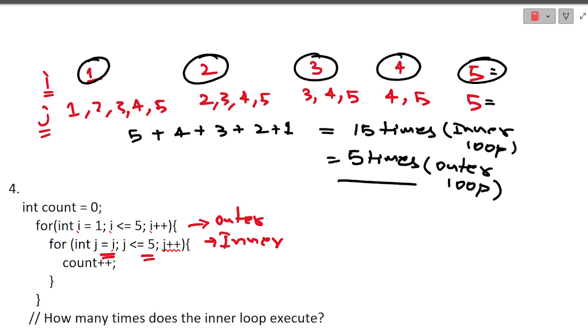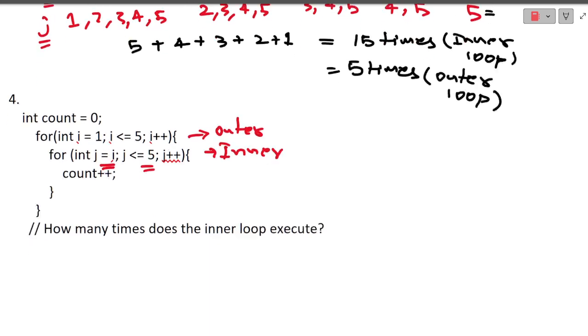You need not mention 20 times the loop executes. No, that is incorrect. You need to break it away. If you are writing 20 times, then write down 15 times the inner loop is executing and 5 times my outer loop is executing this time.